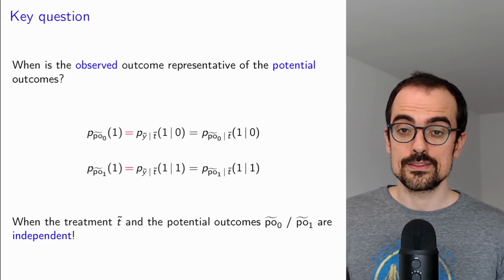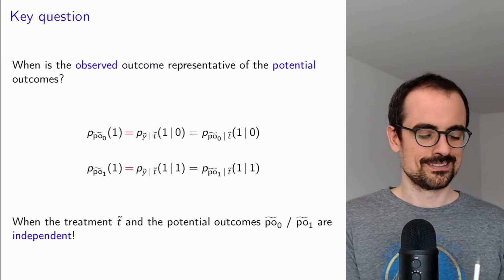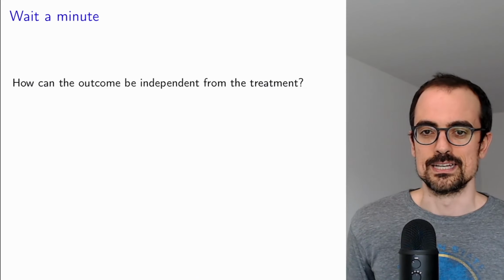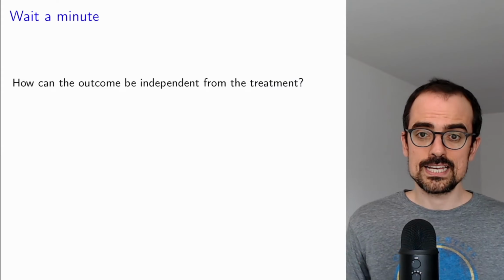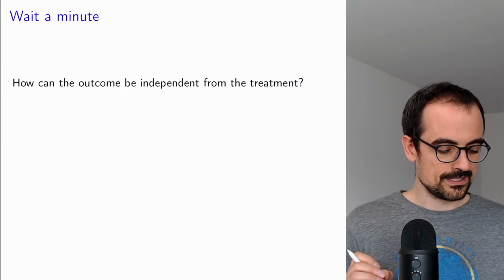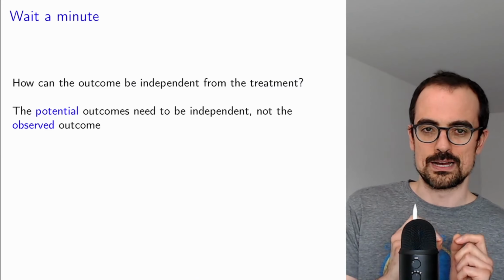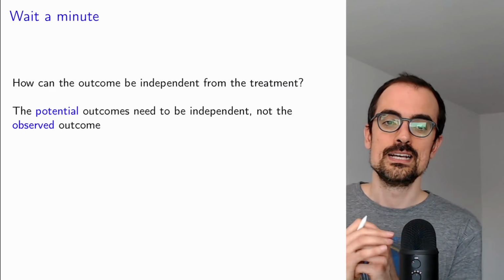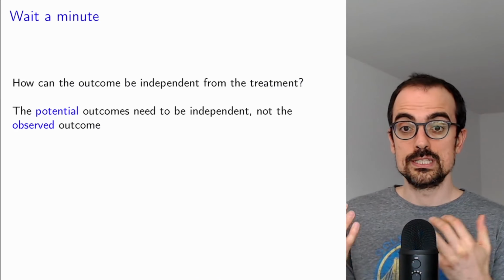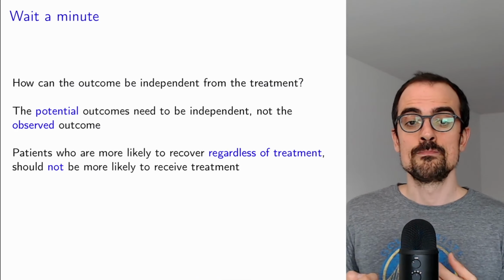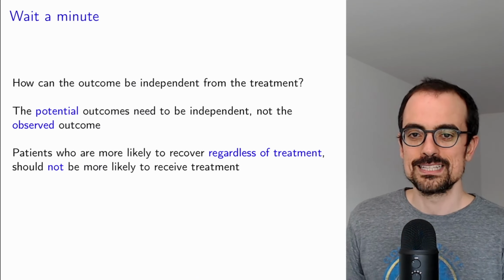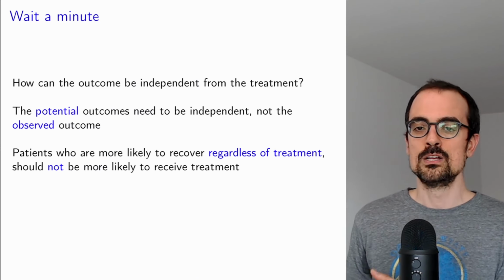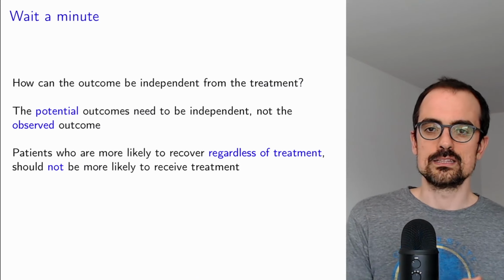The first time you hear this, you're like, wait a minute. How can the outcome be independent from the treatment? Because, for example, it's possible that the medicine actually works. Yeah, true. But we're not saying that the observed outcome has to be independent from the treatment. Not at all. We're saying that the individual potential outcomes need to be independent from the treatment. What this prevents is us putting people that are more likely to recover regardless of treatment into the treatment group, like systematically putting healthier people in the treatment group or systematically healthier people in the control group.